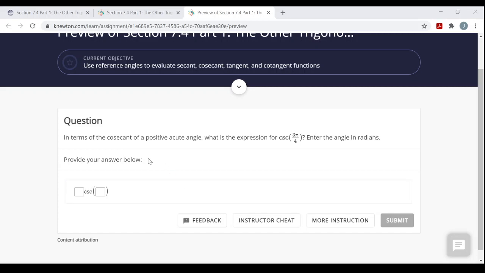But if you're still unprepared, if you're still unfamiliar with the material, I would click on more instruction. Okay. So here, in terms of the cosecant of a positive acute angle, they want the angle in the answer to be a positive acute angle, right?